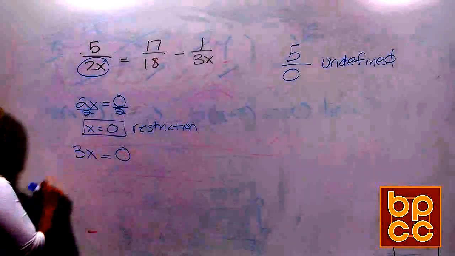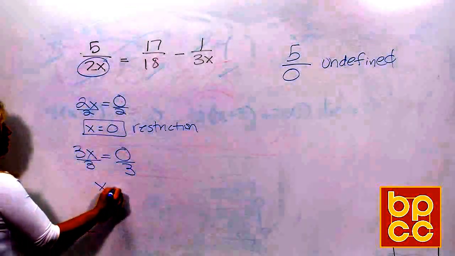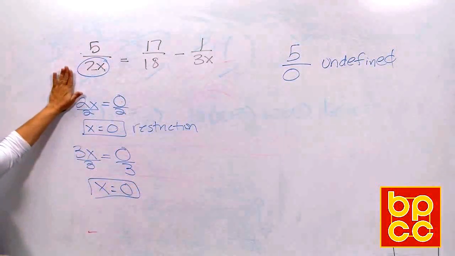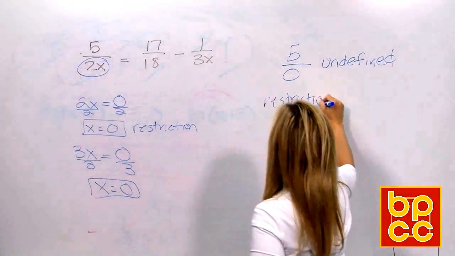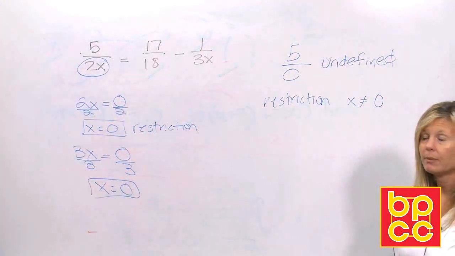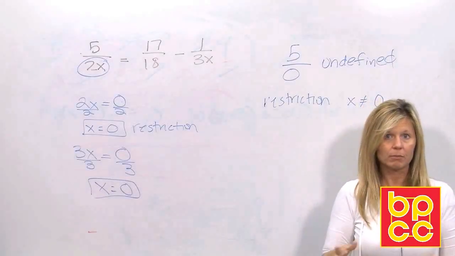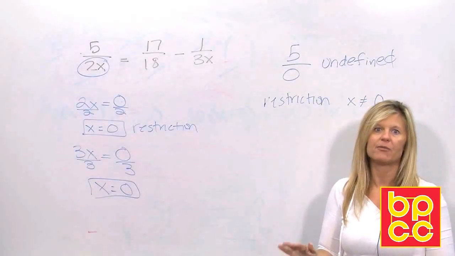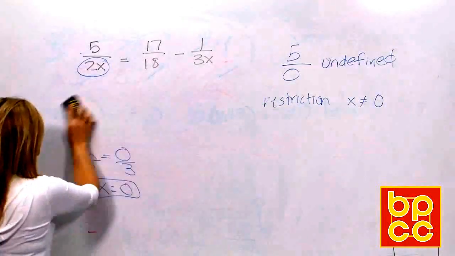You could think about it, 3 times what would give you 0? Or you could just solve this. And what is 0 divided by 3? It's 0. So on this equation, your restriction is the number 0. X cannot be 0. That cannot be the answer when you solve this equation. Okay? That's what they want to know up front. What can the answer not be for this equation? That's what we found out.